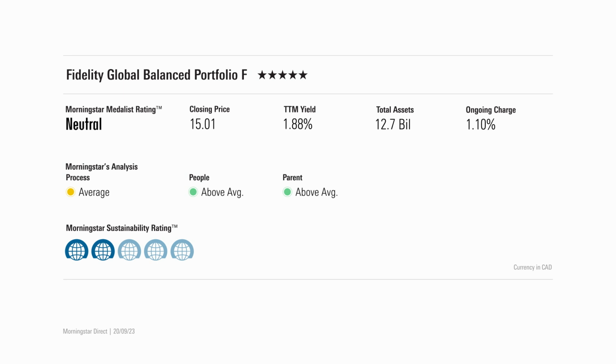Since the introduction of tactical asset allocation in October 2013, Fidelity Global Balanced F has outperformed its category benchmark by 1.1 percentage points annually through August 2023.